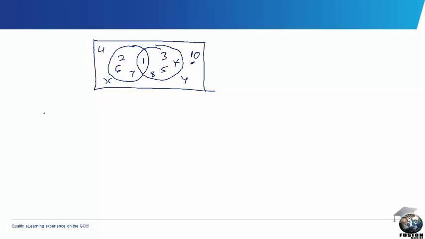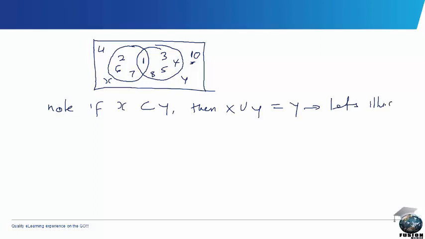Alright, you should note that if X is a subset of Y, if X is a proper subset of Y, then X union Y will be equal to Y. Alright, let's illustrate this using the example below.